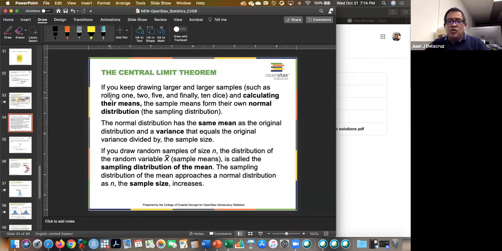If you keep drawing larger and larger samples, such as rolling 1, 2, 5, finally 10 dice, and calculating their means, the sample means form their own normal distribution. The more you draw samples or increase the sample size, the closer that distribution is to the normal distribution. So that's the reason I can make the assumption that when the sample is big enough, I don't care what kind of distribution they have, they can be approximated to the normal distribution.